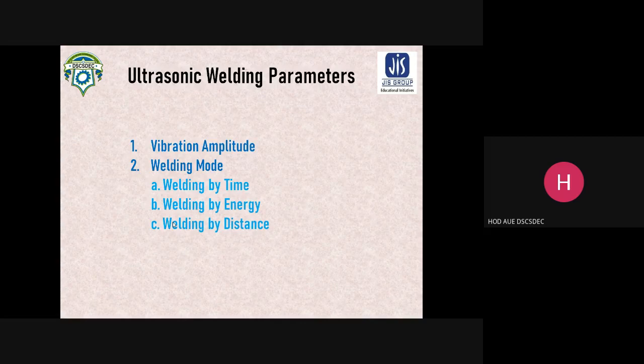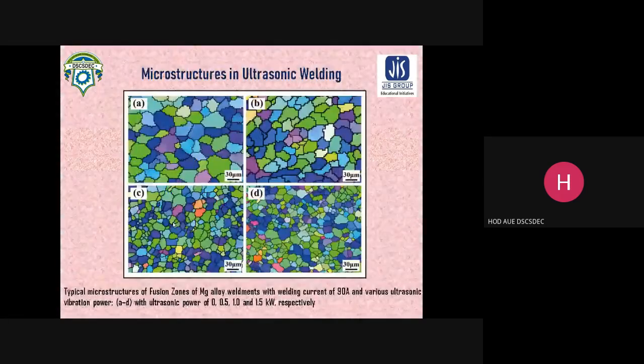Okay, so these are the parameters, and now we can see the microstructures. Here you can see an experiment which is basically a microstructure of TIG welding, but TIG welding with the application of ultrasonic vibrations. This is not actually the microstructure produced by ultrasonic welding. These are the microstructures created by TIG welding, but assisted by ultrasonic vibrations. And here you can see the ultrasonic vibration power is also mentioned.